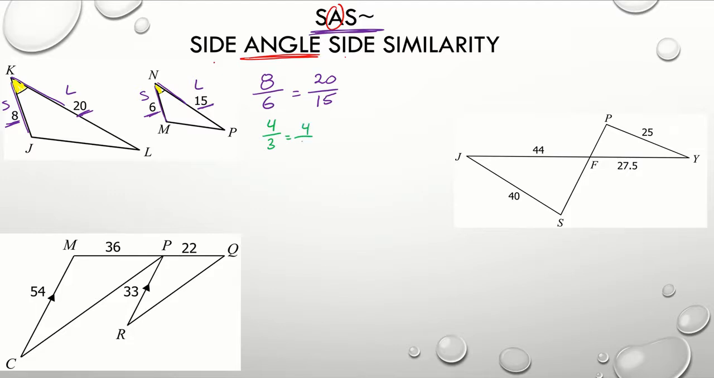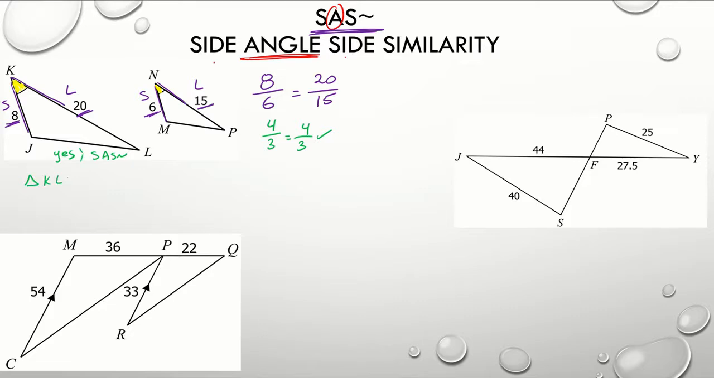5 goes into 15, 3. So since I just showed that they are similar by showing that they're proportional, I can conclude that yes, they are similar by side-angle-side similarity. And once again, the important part is to write your similarity statement.